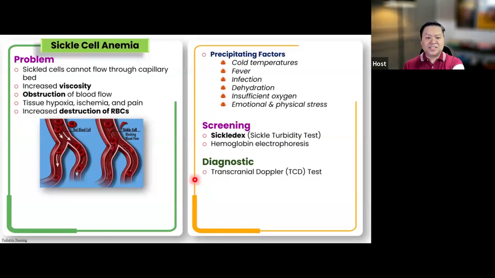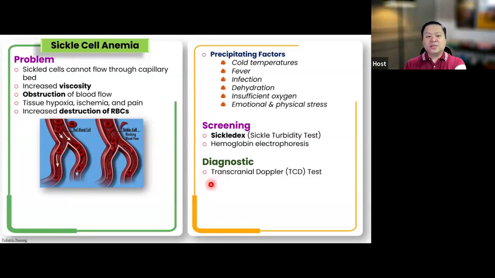The transcranial Doppler, also known as the TCD, is going to be ordered by the medical provider once they suspect that there is a problem in the blood flow involving the cranium. Especially if there is a higher risk for cerebrovascular accident for this patient with sickle cell disease, because they are really at risk to develop CVA even in their younger years. They are at higher risk to develop that.